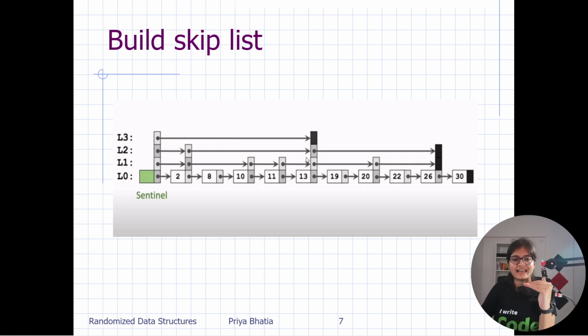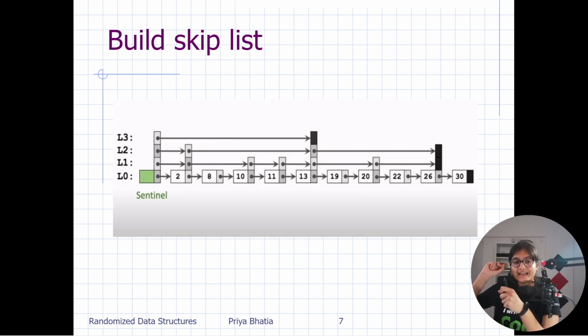So I will go towards L1 layer and again I will see 2 is there, 2 is less than 8, I will move forward, 10 is there, 10 is greater than 8. So again I will move to the L0 layer, 2 is there, 8 is there. So somehow if you will observe, I never came across the elements which are greater than 13, that is the very first point. Means I didn't look for 19, 20, 22, 26 and 30. So I am able to skip all these nodes while doing the searching operation.